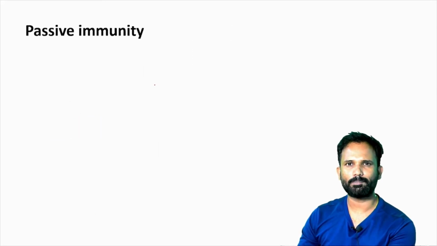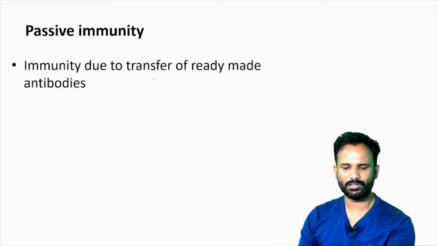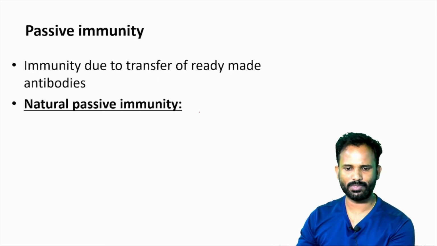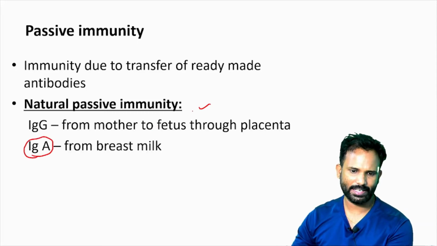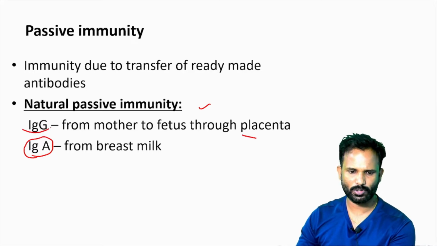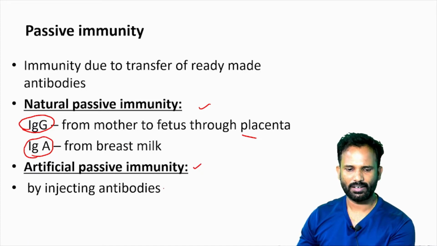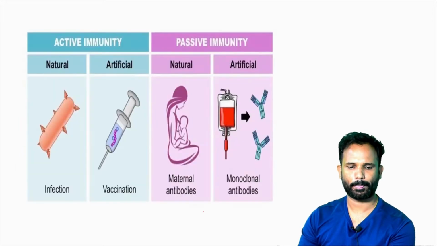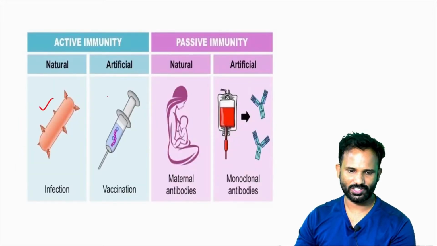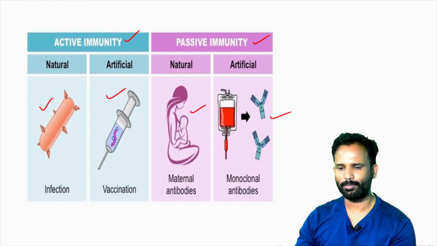And coming to the passive immunity, immunity due to transfer of ready-made antibodies. So the ready-made antibodies can be transferred naturally, like through breast milk, that is immunoglobulin A, or through placenta, that is immunoglobulin G. And artificial passive immunity by injecting antibodies like anti-tetanus, anti-D antibody. So natural is infection, artificial is vaccine. This is active. Passive is ready-made antibodies by maternal antibodies or by monoclonal antibodies.